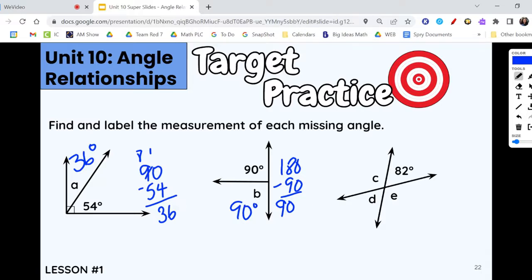This is a pair of vertical angles, if I look here and here. So if this angle is 82 degrees, then angle D is also 82 degrees. And then if I look even further, here is a straight line. Straight lines add up to 180 degrees. So if I'm trying to find angle C, I'm going to do 180 minus 82, and I'll get 98 degrees. And if angle C is 98 degrees, then angle E is also 98 degrees because these are vertical angles as well.